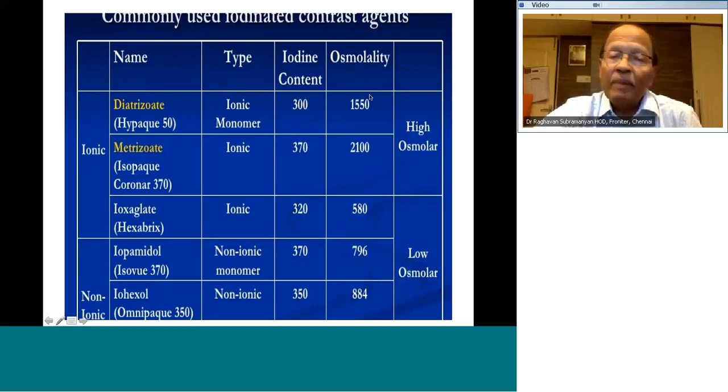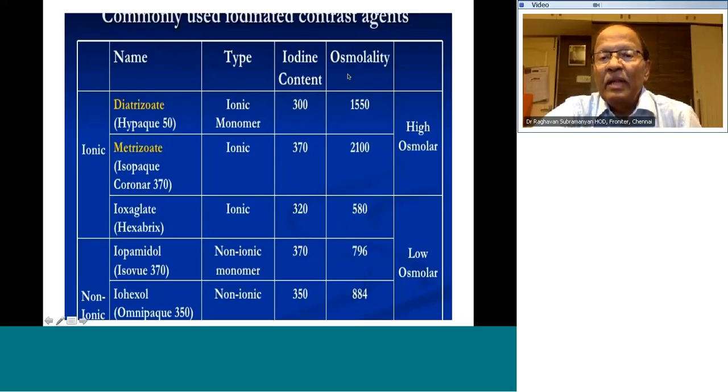Anybody tell me what is the normal osmolarity of human plasma? Yes, 280 to 290. Right, Vinod, you are right. 280 to 290. You can see that all contrast agents are hyperosmolar. There are no agents which are truly isoosmolar or hypoosmolar.